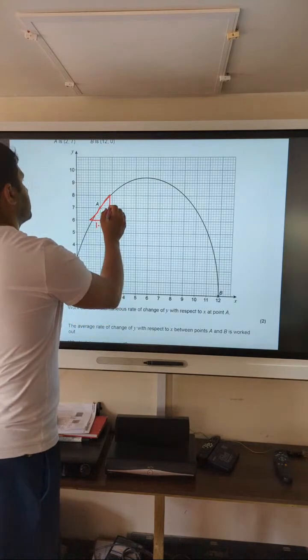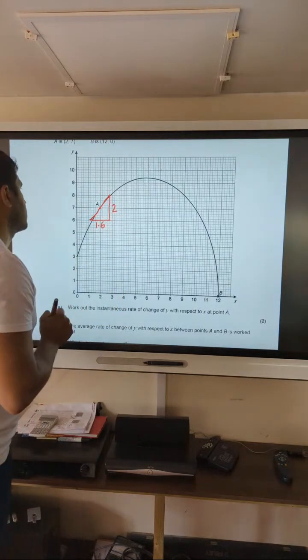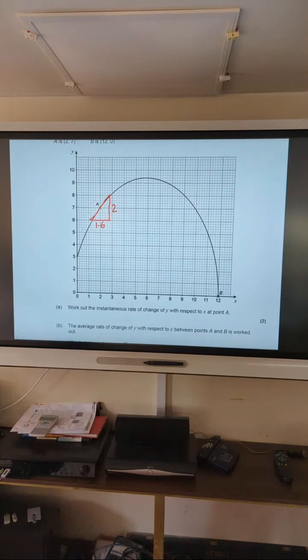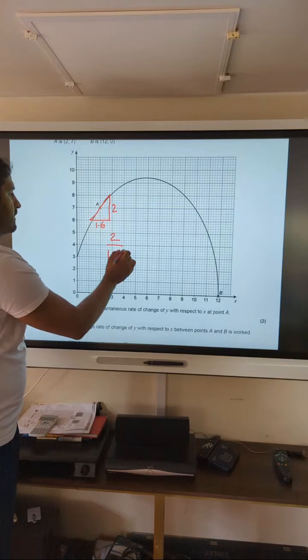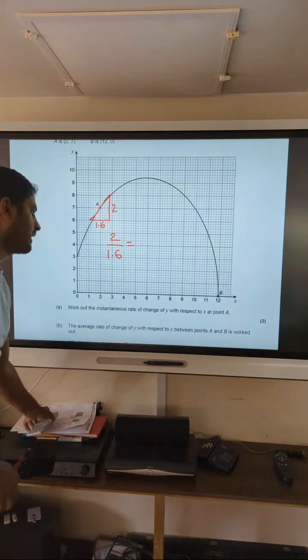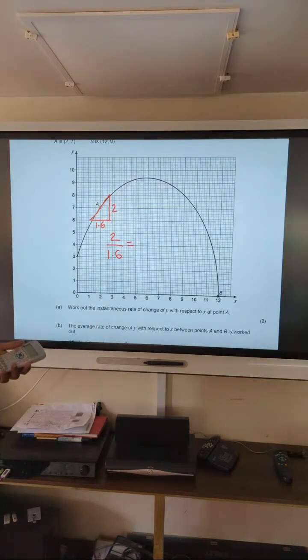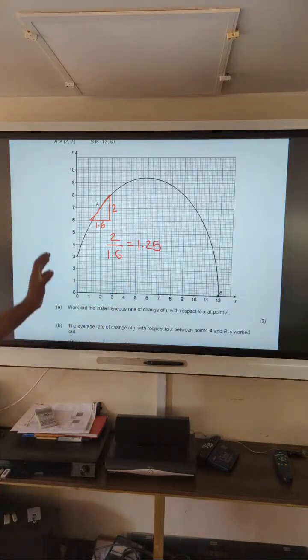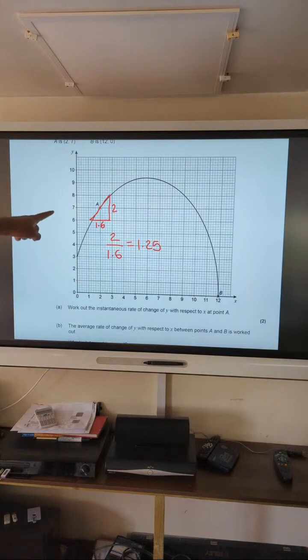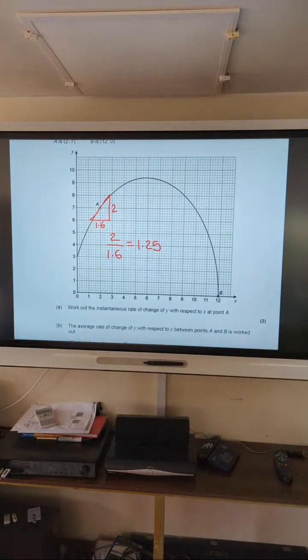Okay, and the change there is 2, because you're going up from 2 to 6. So change in y divided by change in x. So rate of change would be 2 divided by 1.6. And whatever the answer you get, that would be the gradient. Okay, rate of change with respect to x. Change in y with respect to x. So when you move 1.6 across, you're going 2 up. So 2 divided by 1.6 will give me 1.25. Now that would be different for every single one of you. But as long as you're showing that, you would get that 2 marks. Okay.